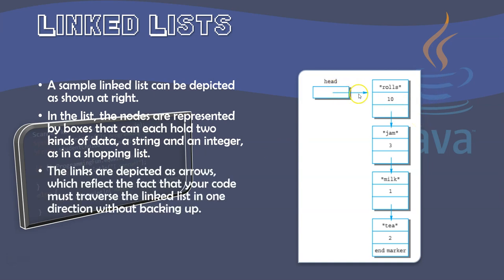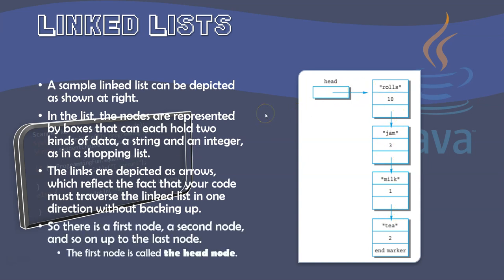Now, the links themselves are depicted here as arrows, and you'll notice that when we traverse this, it can only go in one direction. You cannot go backwards in this list. So we have a first node, a second node, and so on all the way to the last node. Now, the first node, this is very important to note, is what's known as the head node, and you can see our keyword head there.